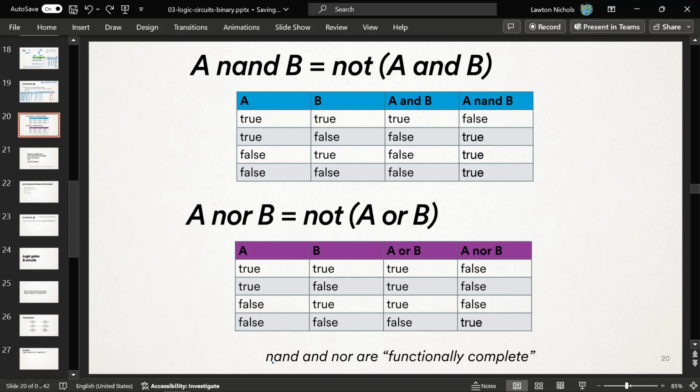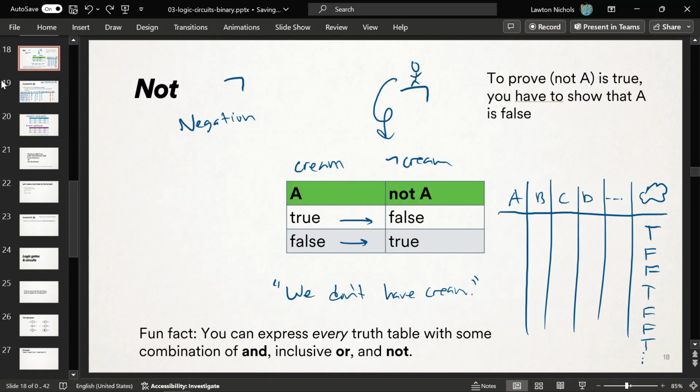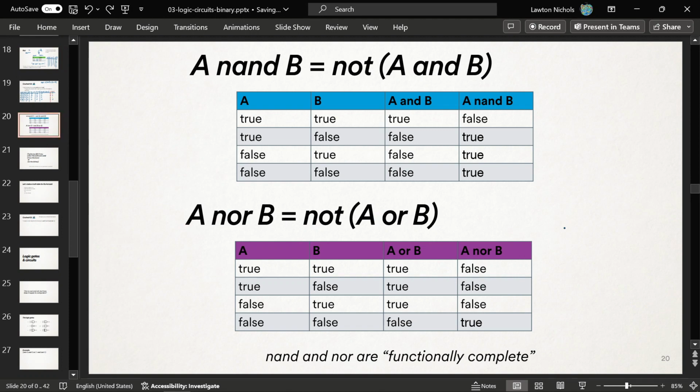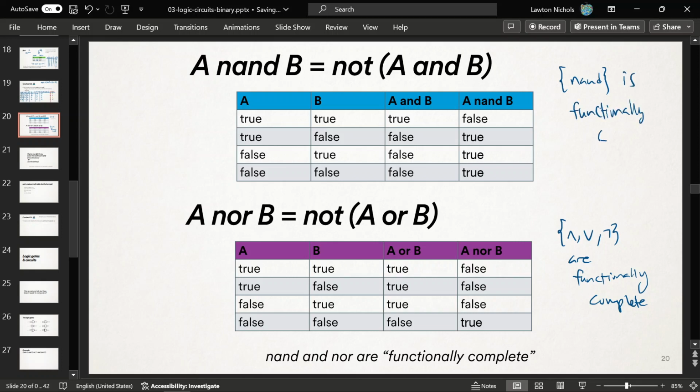But these guys are what are called functionally complete by themselves. All right? So what I told you here, saying that AND, OR, NOT can express any truth table, that's what it means to be functionally complete. All right? So if you use some combination of AND, OR, and NOT, you can use those to make anything. Those are functionally complete. You can make any truth table. The cool thing about NAND and NOR is they are functionally complete by themselves. So NAND, just NAND, is functionally complete. Which is really cool. Same with NOR. Just NOR by itself is functionally complete.